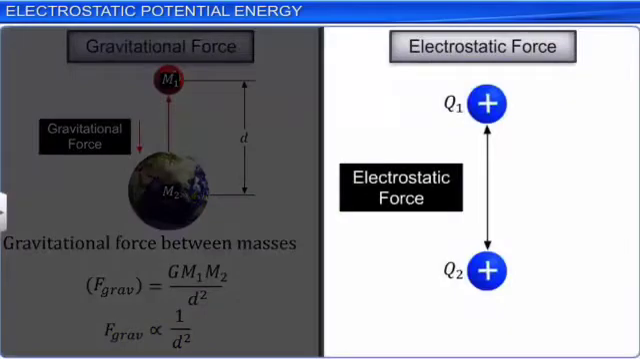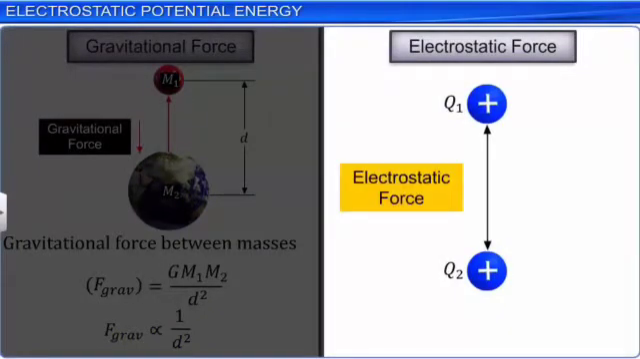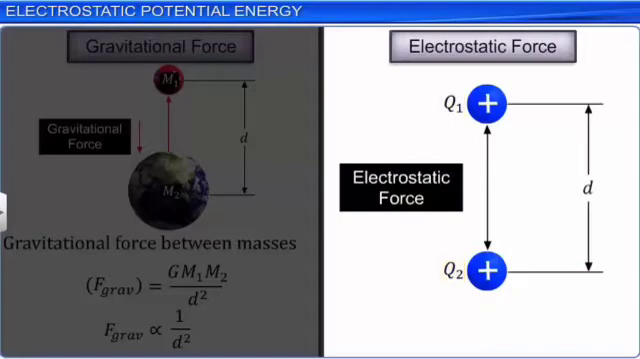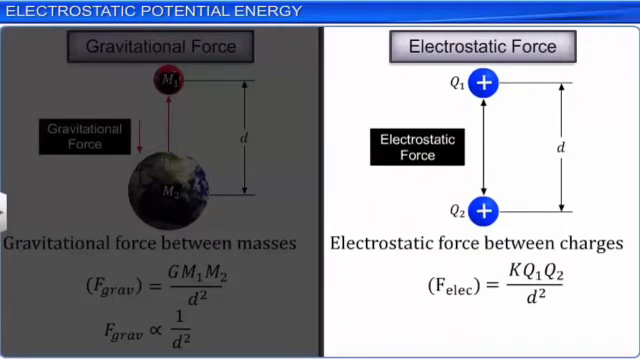Similarly, the Coulomb or the electrostatic force F between charges Q1 and Q2, separated by a distance d, is expressed as K into Q1 Q2 by d square, where K is a constant which is equal to 1 by 4 pi epsilon naught. We can say that the electrostatic force F is inversely proportional to the square of the distance d between the charges.